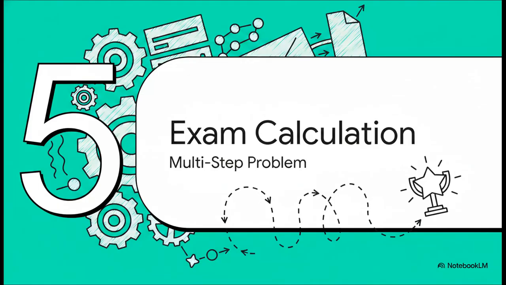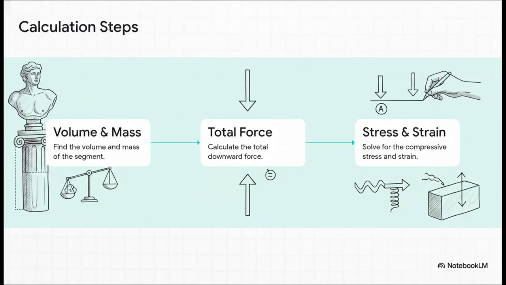Okay, Section 5, Exam Calculation. Multi-step problem. Look at this classic problem. We've got a 10,000 Newton sculpture sitting on a 6-meter granite pillar, and we need to find the stress and strain exactly 3 meters down.